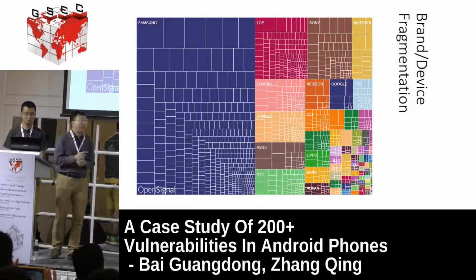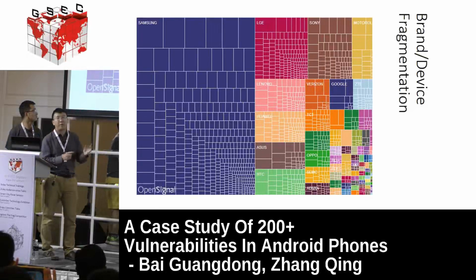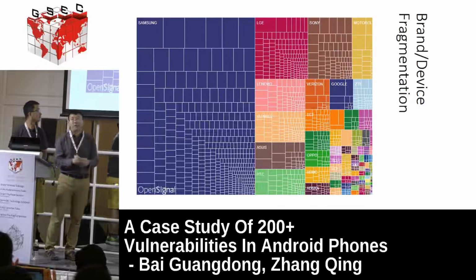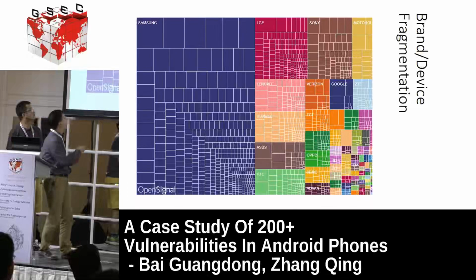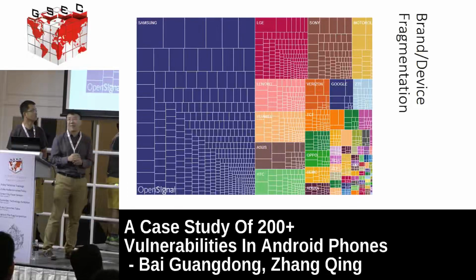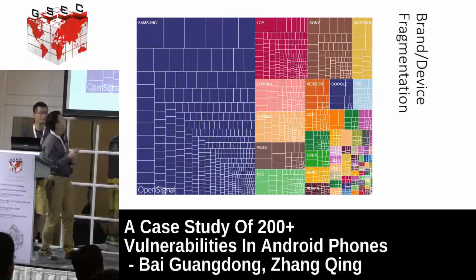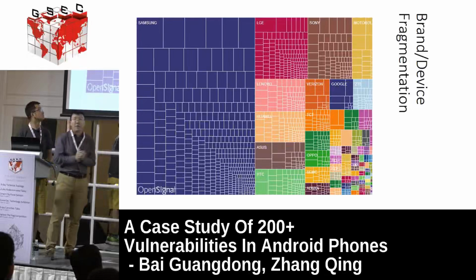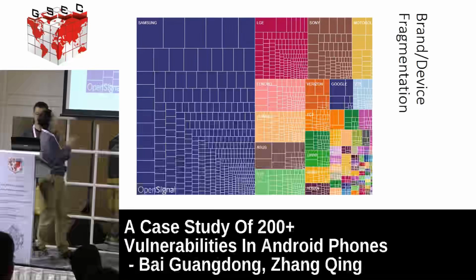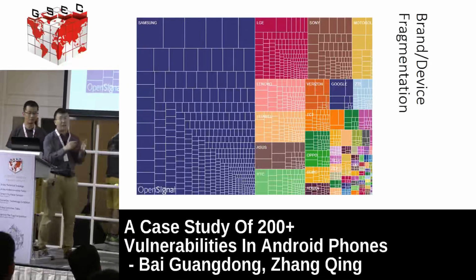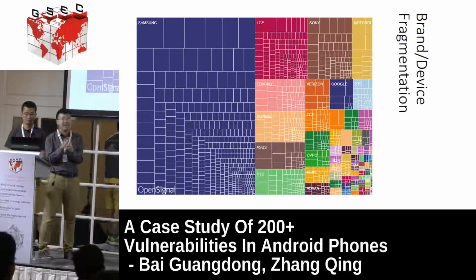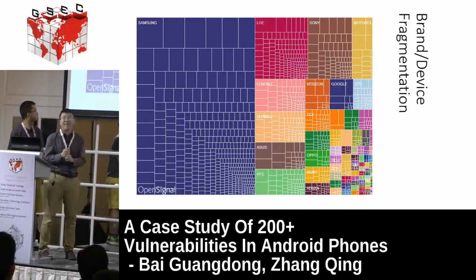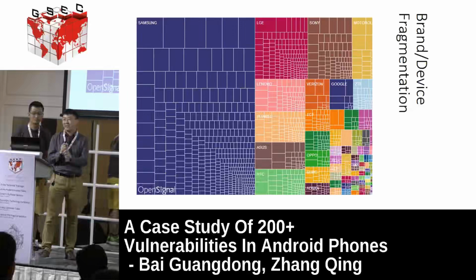And this one basically shows the market share of different Android phones from different manufacturers. You can find Samsung has the largest share. You can also find Huawei here, Google here. In this diagram, each rectangle stands for a model. So what you can find is there are thousands of Android devices, different models, running currently.